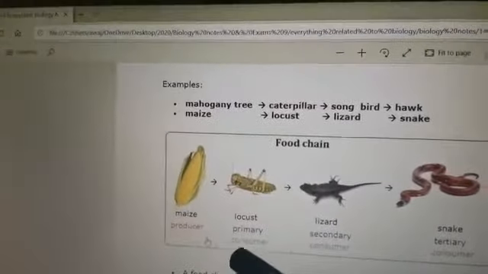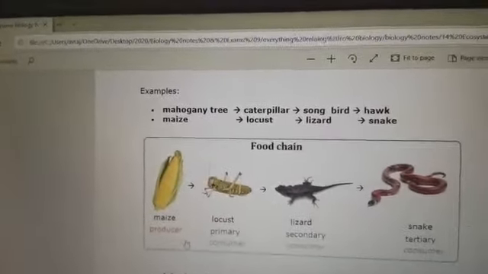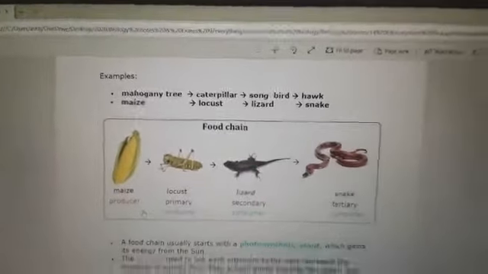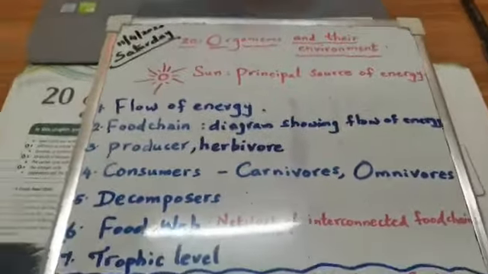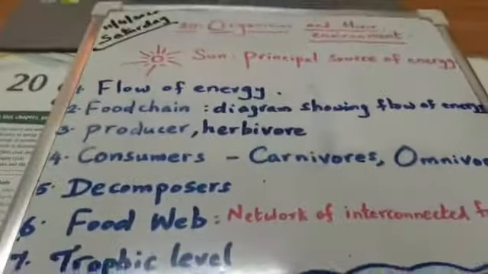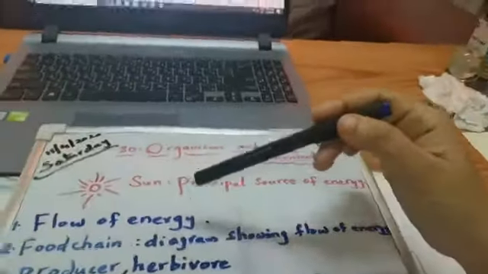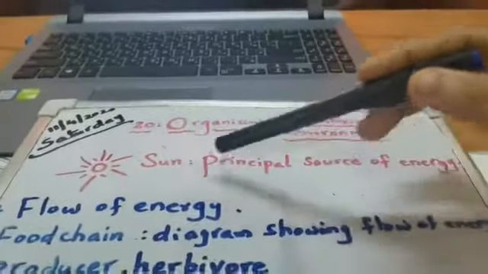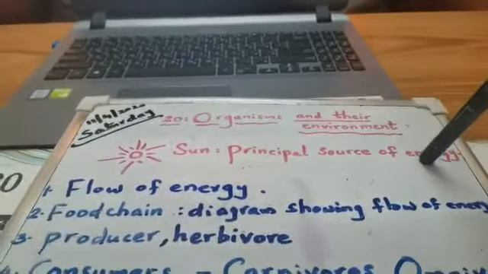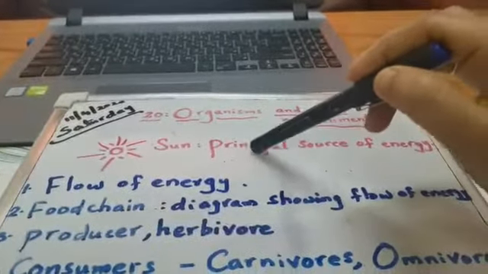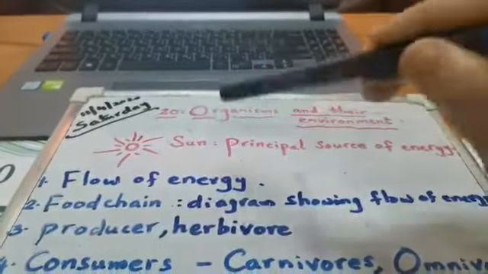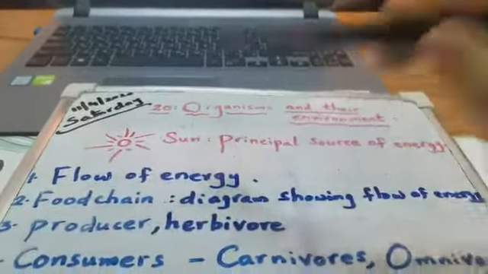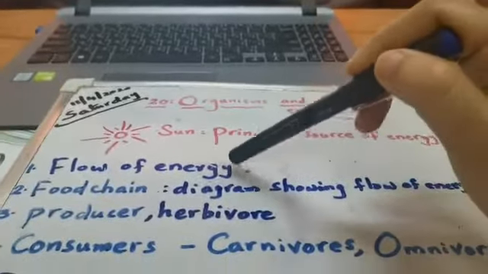So producers, consumers, and decomposers make a food chain. If you are looking here, you have to learn these definitions and points in this unit. First of all, as I told you, the sun is the principal source of energy, and this energy is flowing from organism to organism. That's called flow of energy. In such a way we are getting the energy.